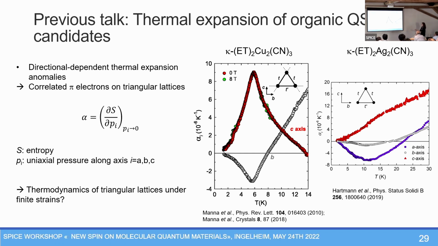So basically, if we measure those thermal expansion anomalies, they give us the initial slope of the entropy if we would apply uniaxial pressure along this axis. But now, of course, what would be interesting is actually to extend those measurements to finite strain and see how nonlinear effects evolve. So basically, measure those types of quantities as a function of finite strain on triangular lattice materials.